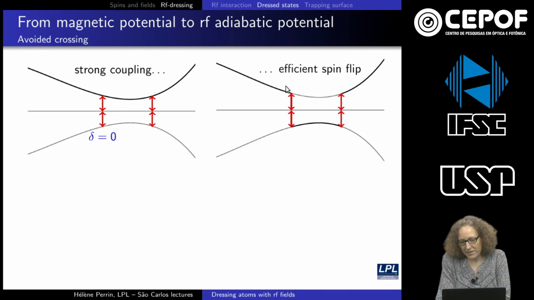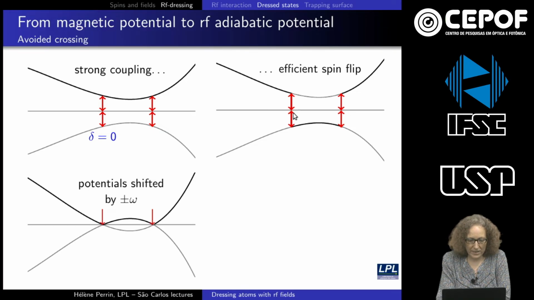It will provide us with a very efficient spin flip to the other state. And if, in fact, we consider the energy of the lower state plus the energy of a radio frequency photon, and the energy of the upper state minus the energy of the radio frequency photon, we see that all these energies become degenerate where the detuning is 0. So these are the potentials shifted by the effect of the RF transition.